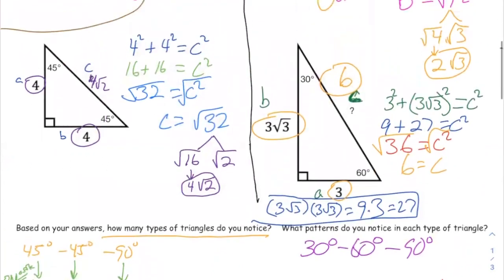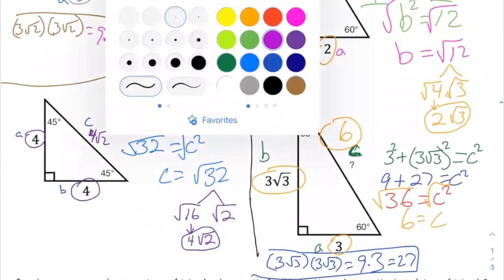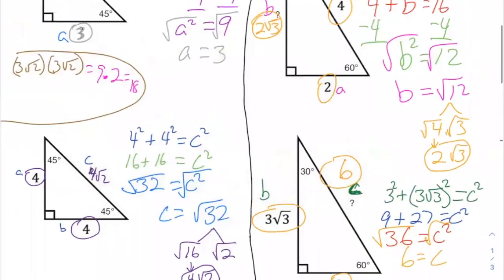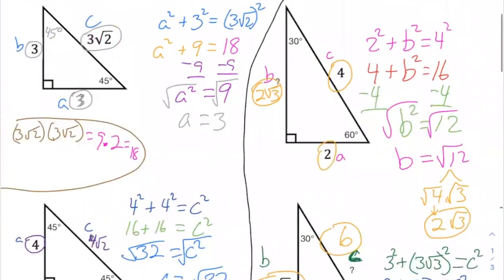Well, what about the 30, 60s over here? What was the pattern here? Well, opposite of the 30 was the smallest side. Opposite of the 60 is the middle side, obviously, because it's the middle angle. And then opposite the 90, the hypotenuse is going to be the largest side.